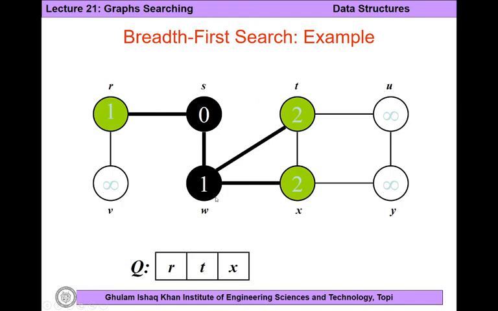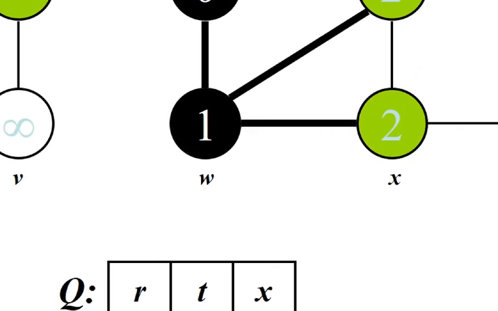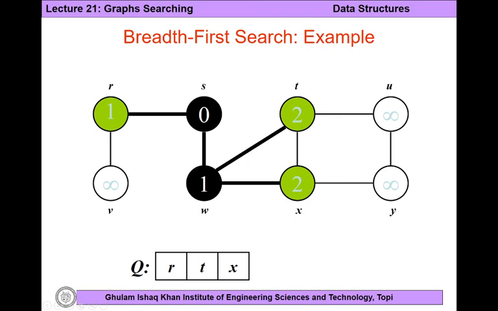Now look at the queue, look at the queue here. Now it's the turn of R. Now what will happen, this R will be removed from the queue, and this V will be put in the queue. Now this R will become black and this one will become green. Now if you see, V has been put into the queue, right?